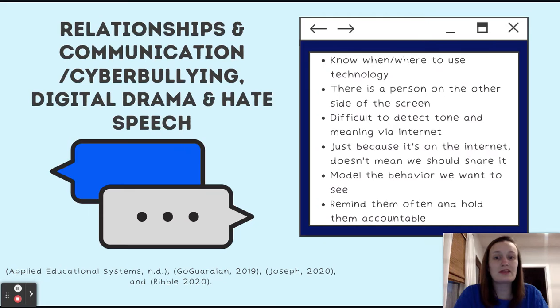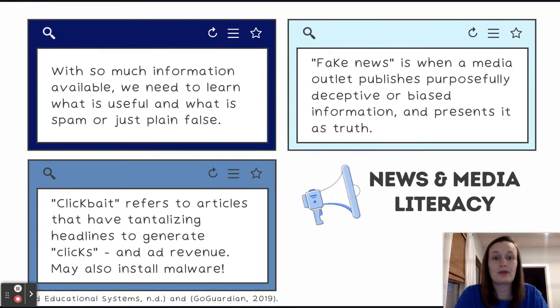So relationships and everything that has to do with cyberbullying, I think these go hand in hand. It's just knowing when and where to use technology, when to send an email, when to send a text message, or when to call someone. It's also important that kids understand there's another person on the other side of the screen, even though it's difficult to detect tone and meaning via the internet, and that's what creates a lot of frustration. We need to be mindful of that. Just because it's on the internet doesn't mean we should share it. And as adults, it's important that we model the behavior that we want to see, remind them often, and hold students accountable for the behavior.